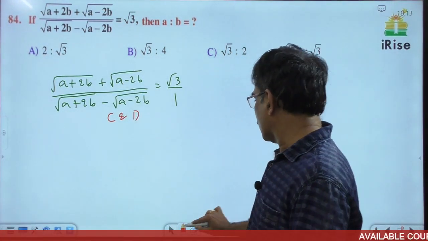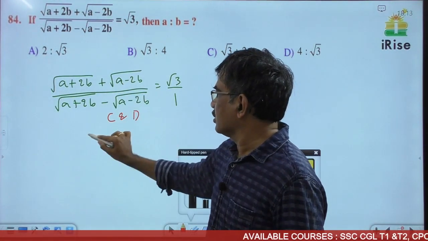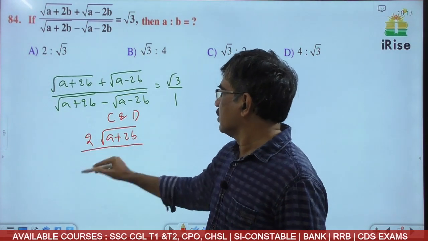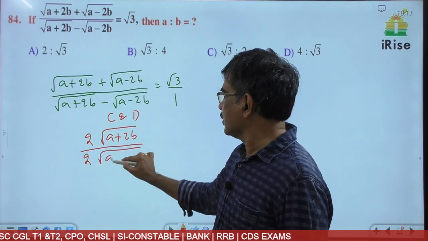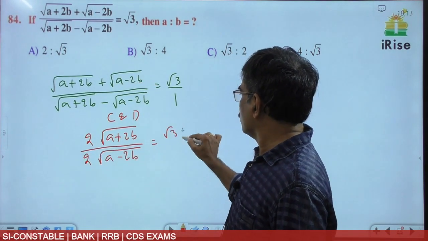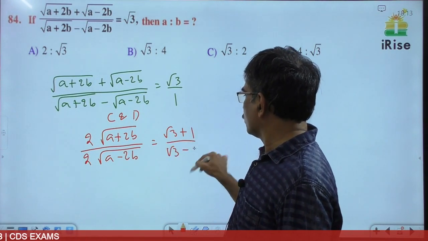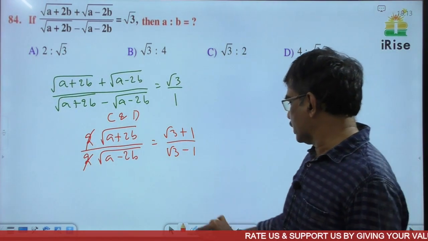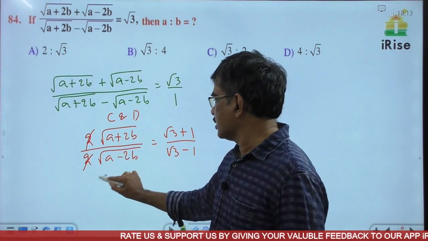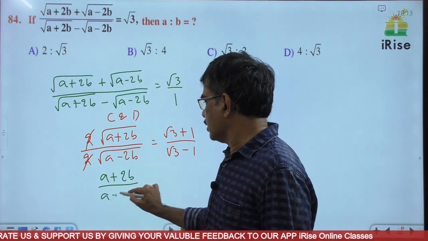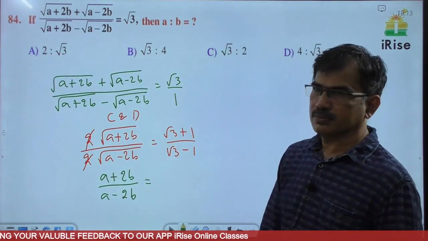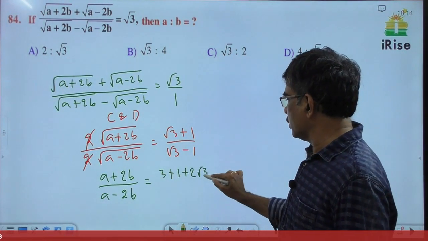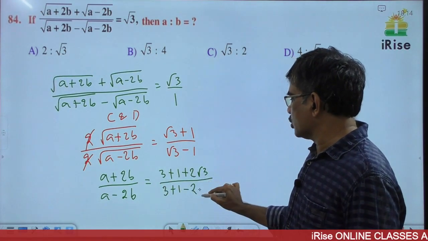If you add these two, what do we get? 2 times √(a+2b) by this minus this, 2 times √(a−2b), is equal to (√3 + 1)/(√3 − 1). 2 cancels. Squaring on both sides, again (a+2b)/(a−2b) is equal to the square of this, which is nothing but (3 + 1 + 2√3)/(3 + 1 − 2√3).